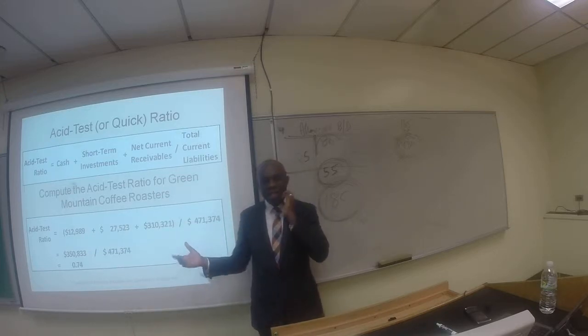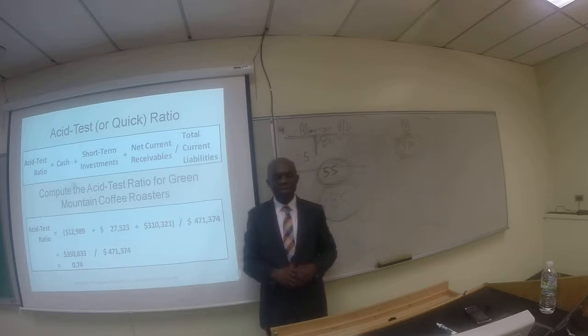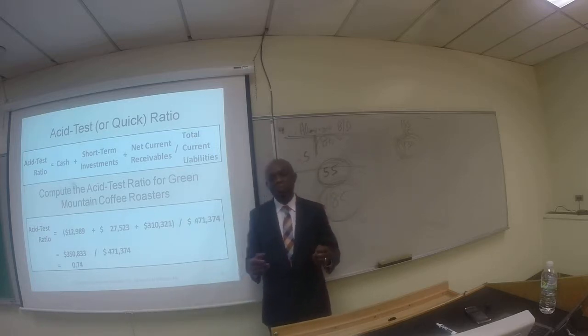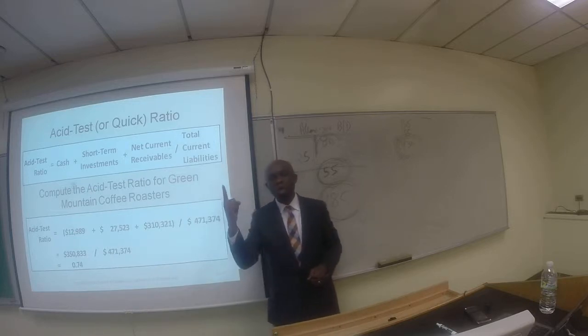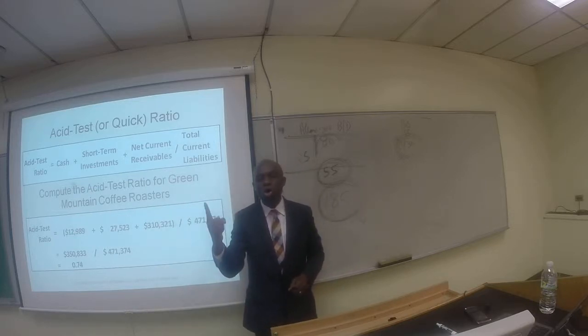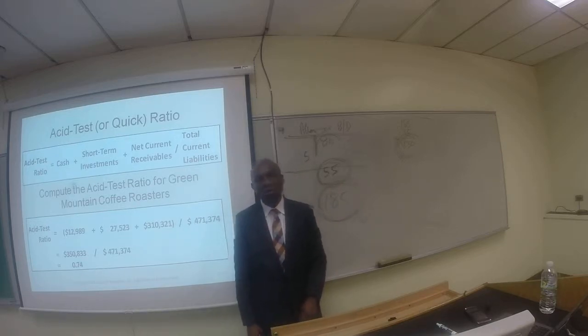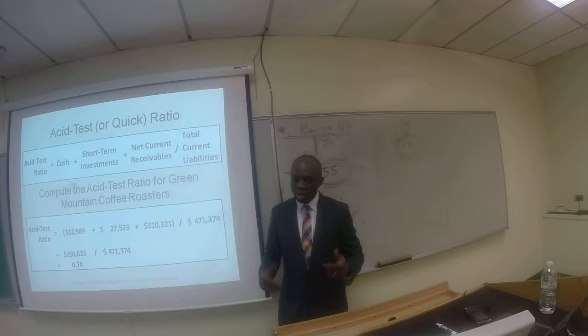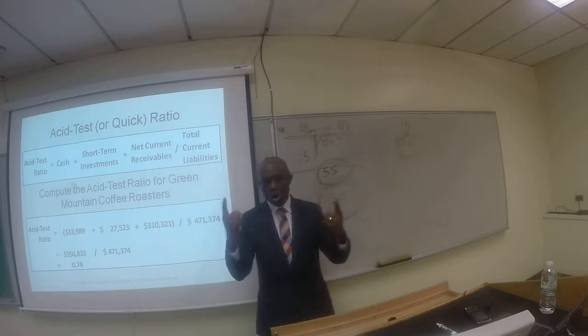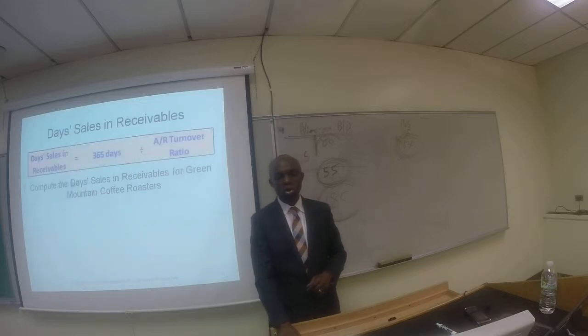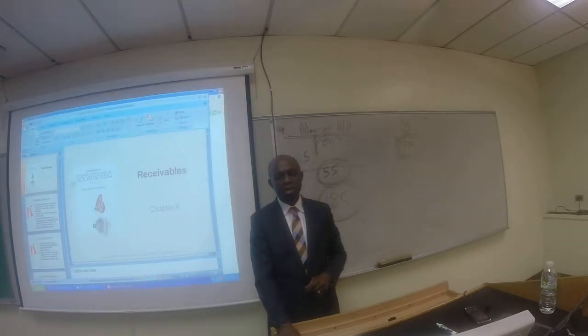So in this case, look at what we have here. We have 0.74 or 74 cents. What does that mean? That means for every $1 that we have in current liabilities, we have 74 cents to pay it off as quickly as possible. That is not as good as 1-to-1 or 2-to-1. That is the conclusion of chapter 8.